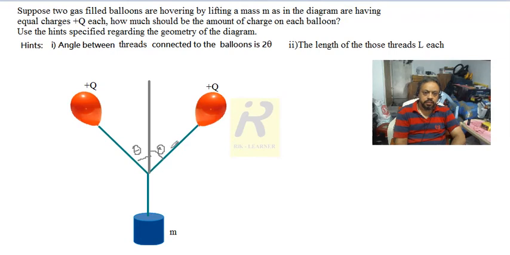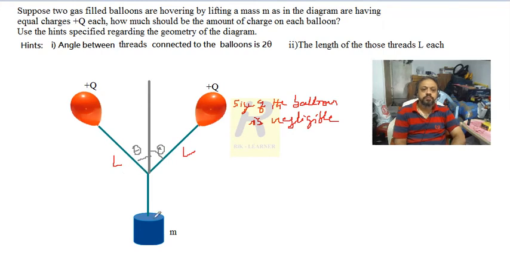However, the length of the thread is L each, and we are assuming the size of the balloon is negligible. So if you think like this, then definitely we can solve it easily.